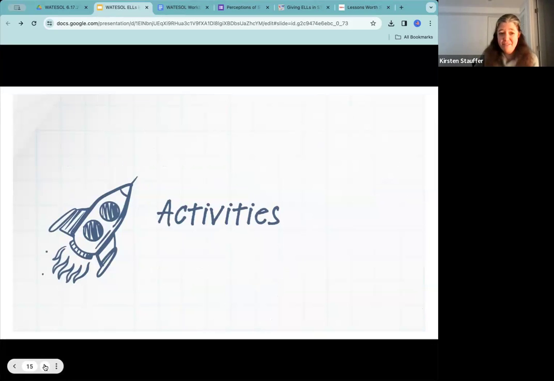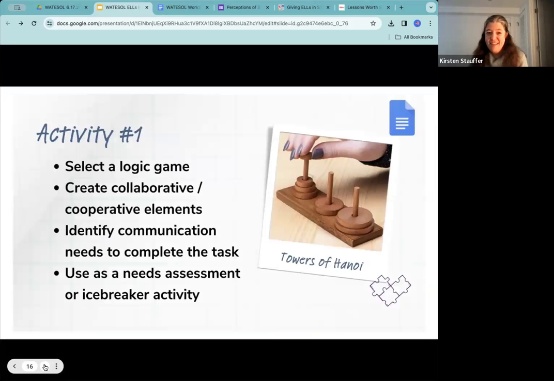So I have 4 different activities for us. The first one is a logic game. This is an activity that I created as an icebreaker, but also as an informal diagnostic in a math class that I created.